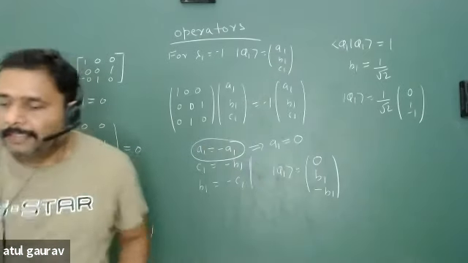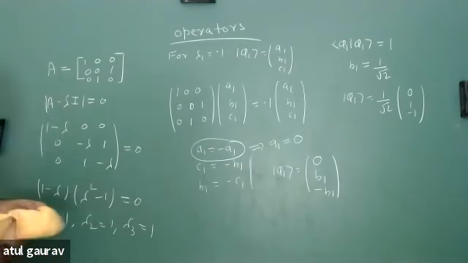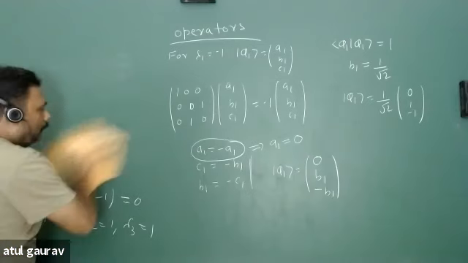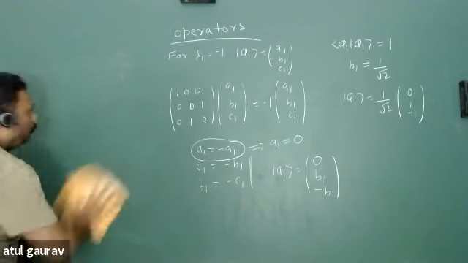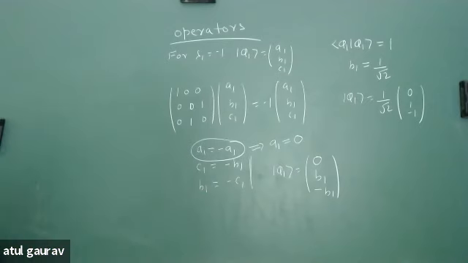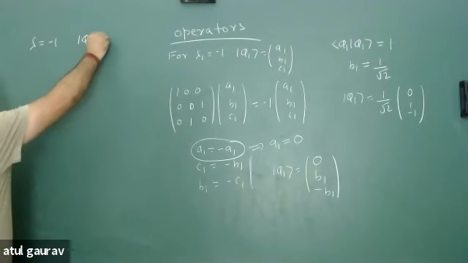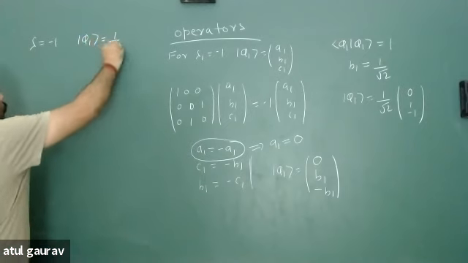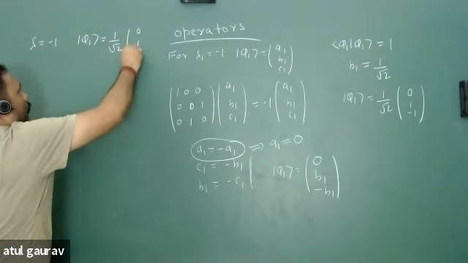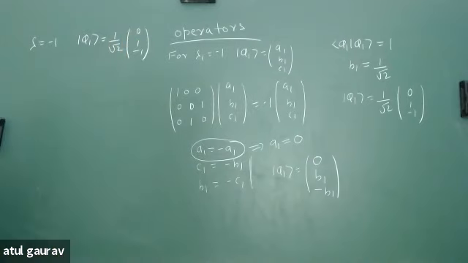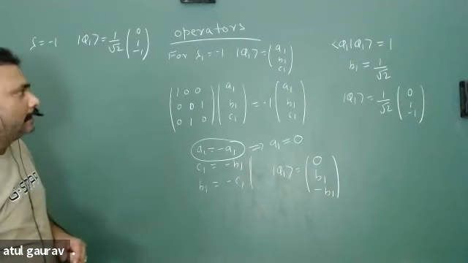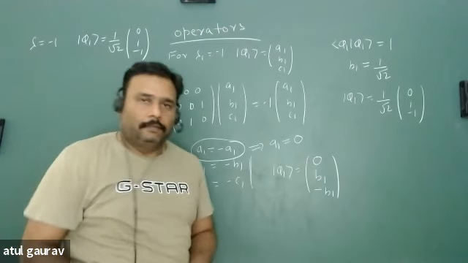So what we have got is that for lambda is equal to minus 1, phi 1 is equal to 1 by root 2, (0, 1, minus 1). This is my first vector. Let us try to calculate the eigenvector corresponding to lambda is equal to 1.